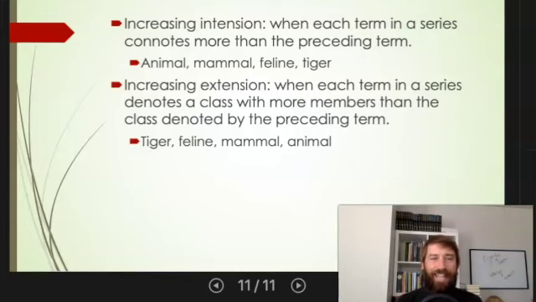So increasing intension refers to the number of things that are brought to mind by the term. Increasing extension is the number of things we can point to out in the world.